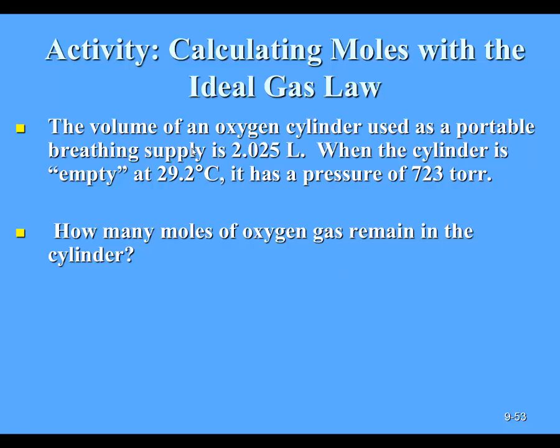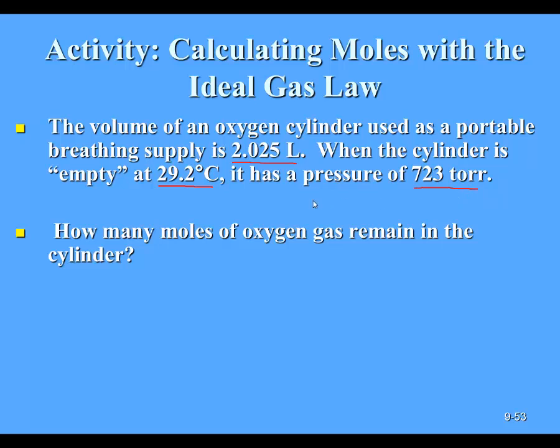Let's go ahead and look at this example. Let's say we have oxygen gas in a cylinder that we're using as a portable breathing supply for medical use. The volume of the cylinder is 2.025 liters. Now, when the cylinder was empty at 29.2 degrees Celsius, it has a partial pressure of 723 torr.